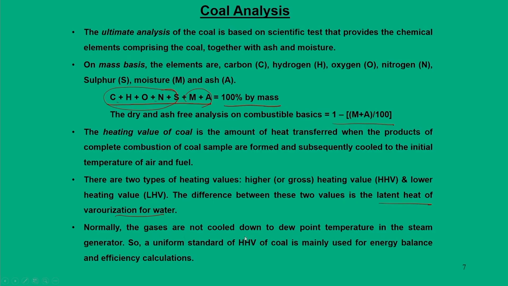Normally the gases are not cooled down to the dew point temperature in the steam generator, because if they are cooled down to dew point temperatures, then there will be formation of water vapors. So, dew point temperature is also a critical parameter that has to be estimated during the combustion process of the coal. To do these things, the analysis to obtain the standard heating value of the coal is mainly desired, and it is based on energy balance and efficiency calculations. We will try to see how these values are calculated in the subsequent problem.